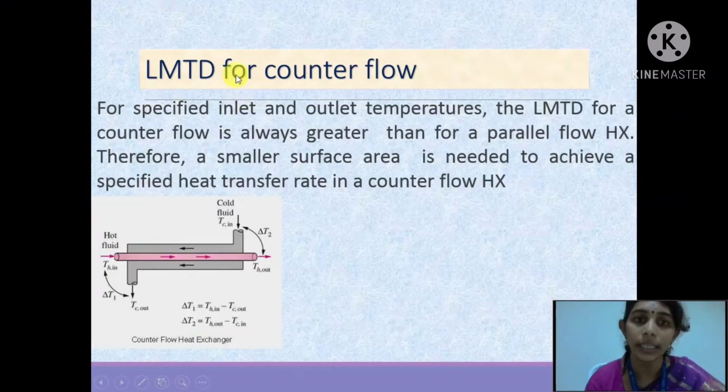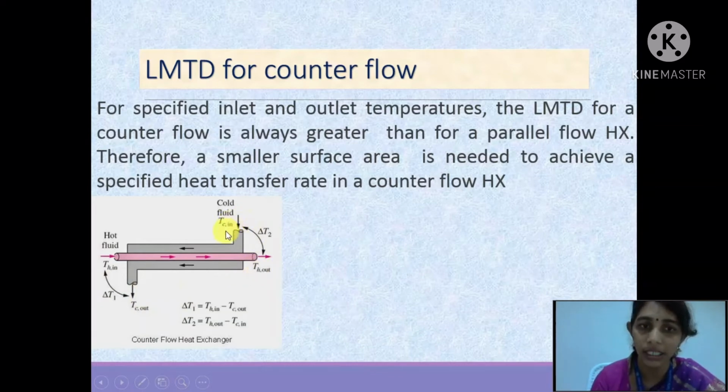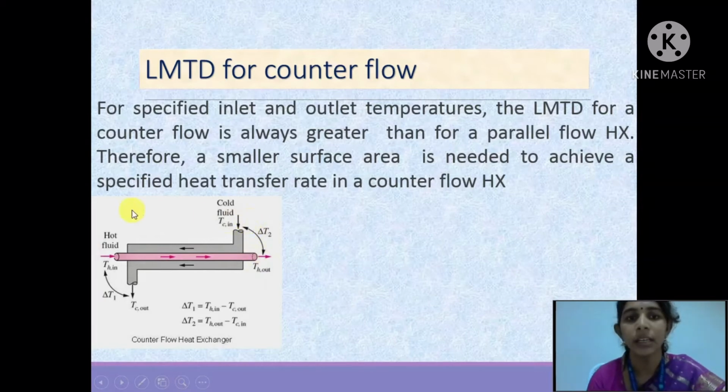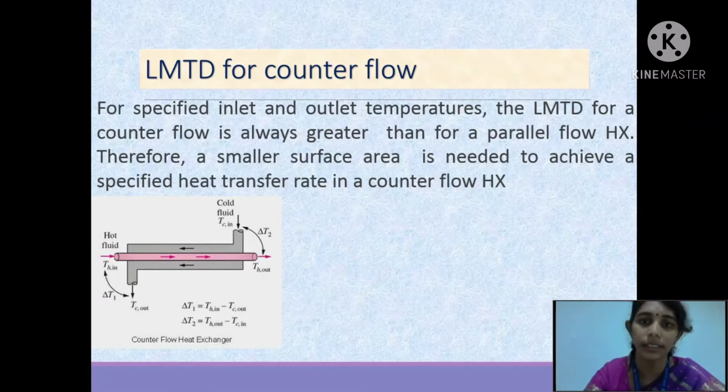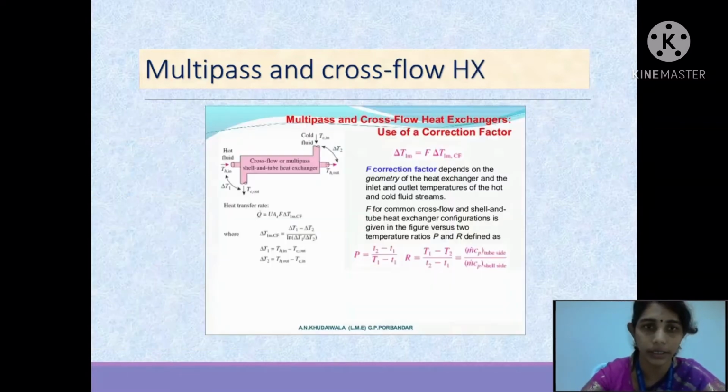Now to find the LMTD for counter flow, we proceed in the same way. The only difference is the fluid directions are reversed. So this delta T1 will change. It is T_H inlet minus T_C outlet. Earlier it was T_H inlet minus T_C inlet. This delta T2 is T_H outlet minus T_C inlet. Earlier it was T_H outlet minus T_C outlet. That's the only difference. So if we find the LMTD, we will notice that the LMTD for a counter flow is always greater than that of the parallel flow. In other words, a smaller surface area is sufficient to achieve this heat transfer rate.